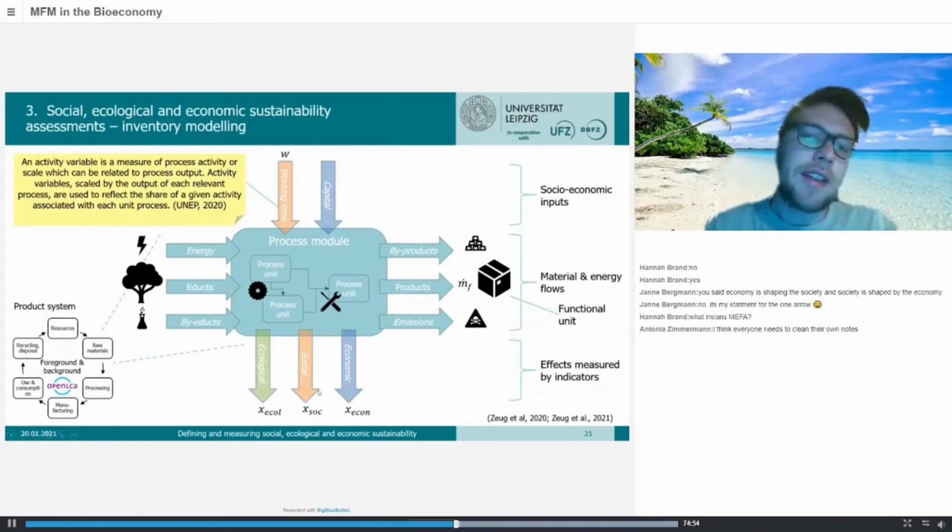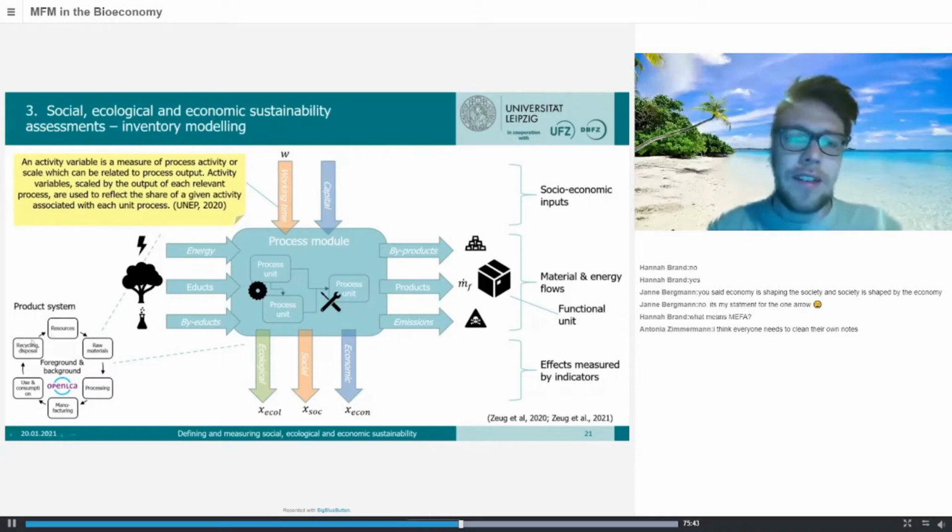This is the case because if you would not include working time here, you would be making the assumption that our social effects are as big as our material and energy flows. But this is not correct. Imagine a process module, a process unit, or a product system which is highly automated. If you have a high degree of automation, then of course the social effects are much less than for process modules or process units which require a lot of working time.